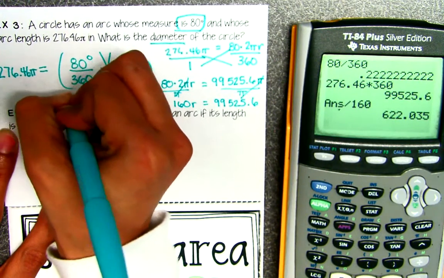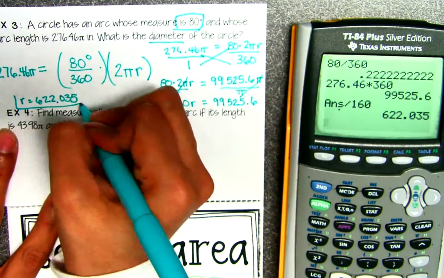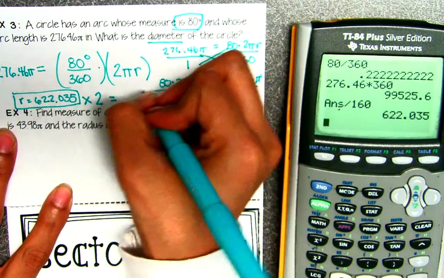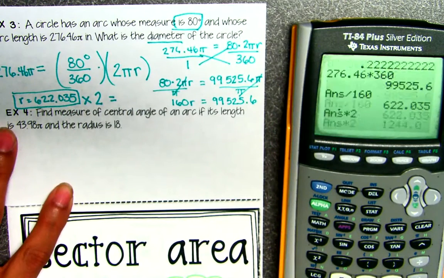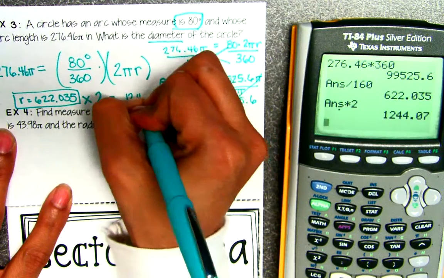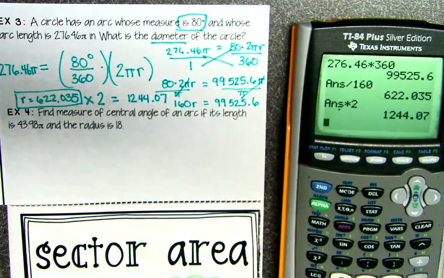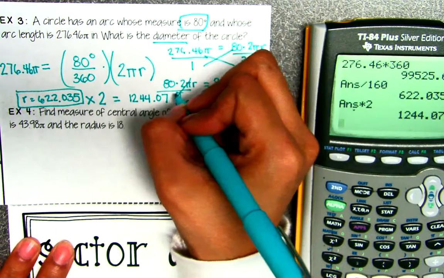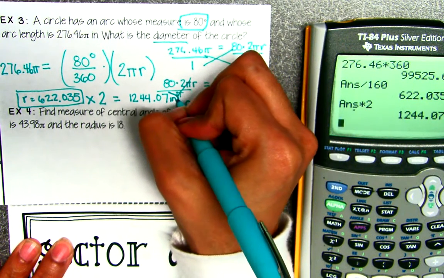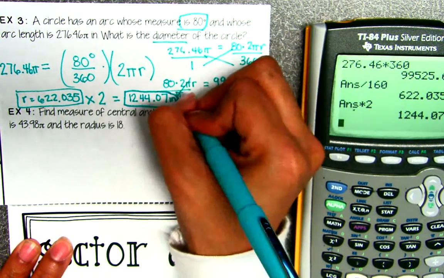622.04. But what was the question? All that work? What is the diameter? So I have to do times 2 to get the diameter. And so my diameter is 1244.07 inches. Sorry, guys.